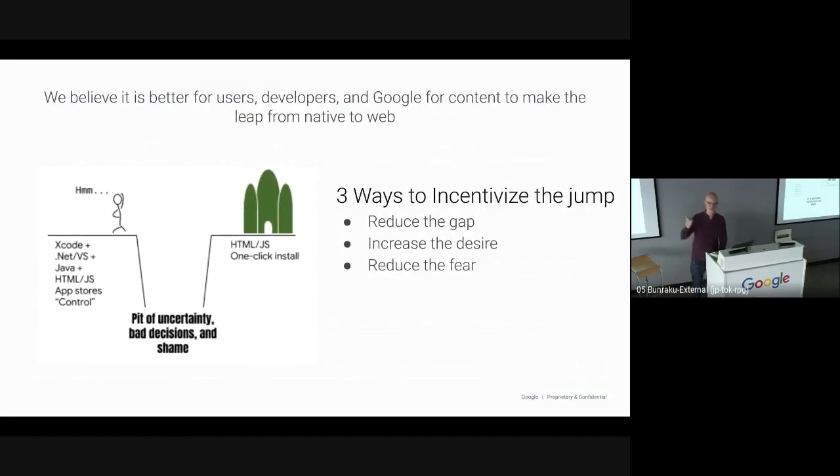So I really like this formulation. I didn't draw this picture. I wish I did because it's great. But we have this visualization of the developer who is in native land. They have any language choice that they want. They have full system access most of the time. They can be loaded into every application store, and they have that sense of control over their own destiny. We want the developer to make the leap to the Emerald City of the web-based application platform. But in between is the pit of uncertainty, bad decisions, and shame that we don't want the developer falling into.